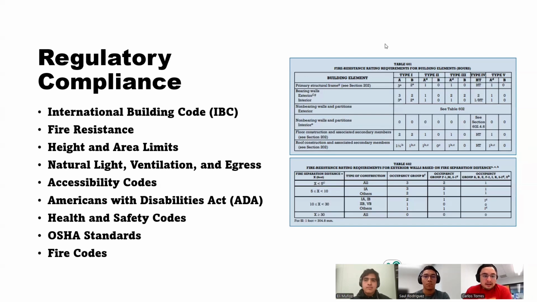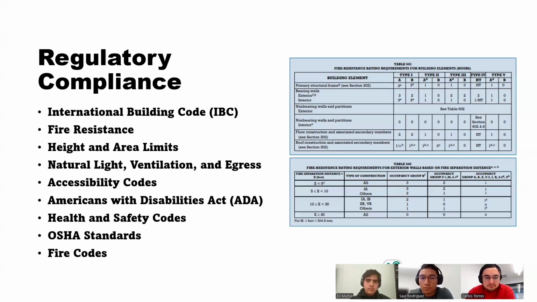There are height and area limits, which dictate the maximum building size based on construction type and occupancy group. There are natural light, ventilation, and egress rules, which set the standard for fundamental aspects of building design to ensure occupational safety. There are accessibility codes, which are set by the ADA, the Americans with Disabilities Act.